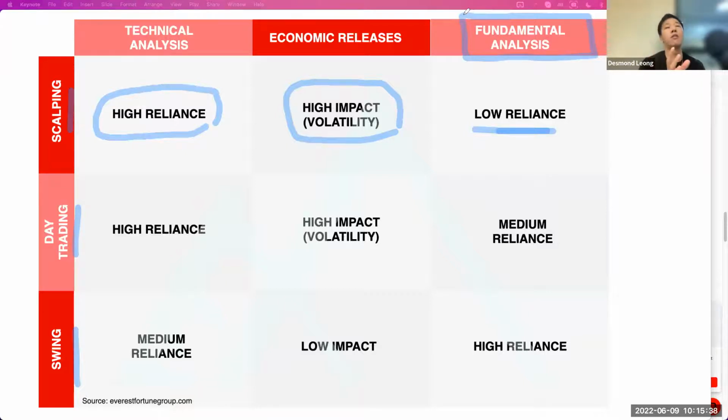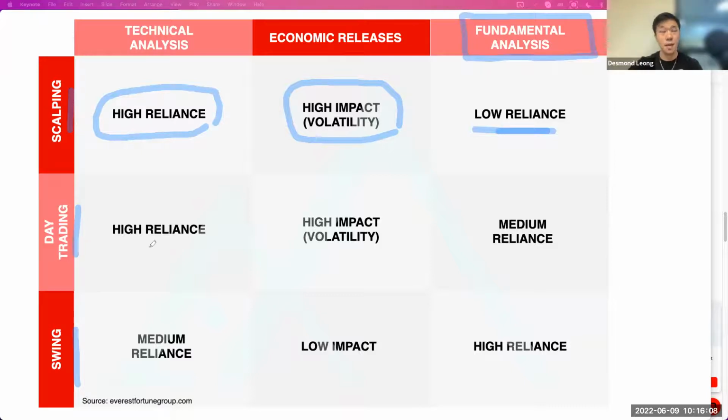Imagine you have this super long-term view that 2023 is going to be a bearish year for gold because of all this uncertainty, the interest rate hikes, all these things that are going to get people rushing to the safe haven. You are bearish on gold on the long term, right? For next 2 quarters, next 6 months, you're bearish on gold. That view is not going to affect your scalping trade. That view is not going to affect your trade over the next 10 minutes when you're scalping.